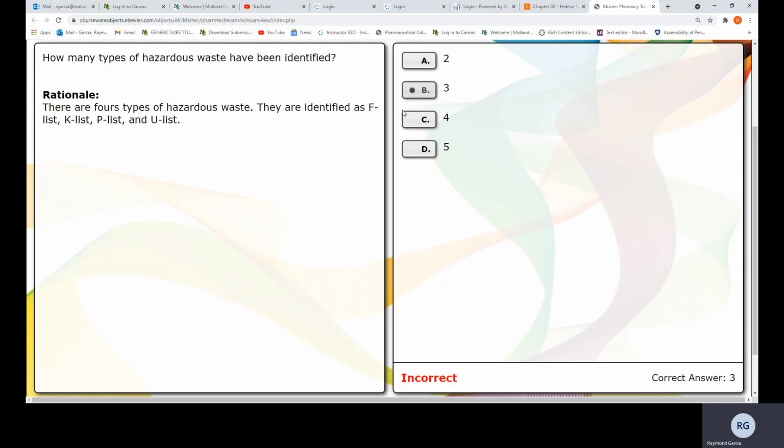1, 2, 3, 4. And I'll send this to you as well. So it's actually 4, and they are the 4 types of hazardous waste. They are identified as the F list, K list, P list, and U list.